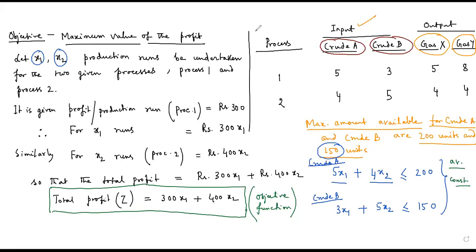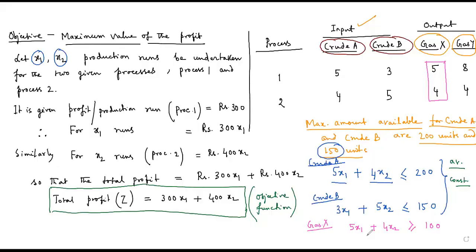And in this particular problem, another type of constraint is given, which is called market requirement. It is called the market requirements. They show that at least 100 units of gasoline X and 80 units of gasoline Y must be produced. So if I consider gasoline X, that means this column, for gasoline X, we have got this 5x1 plus 4x2, but as it is saying greater than or equal to, because it is at least, it will be 100.